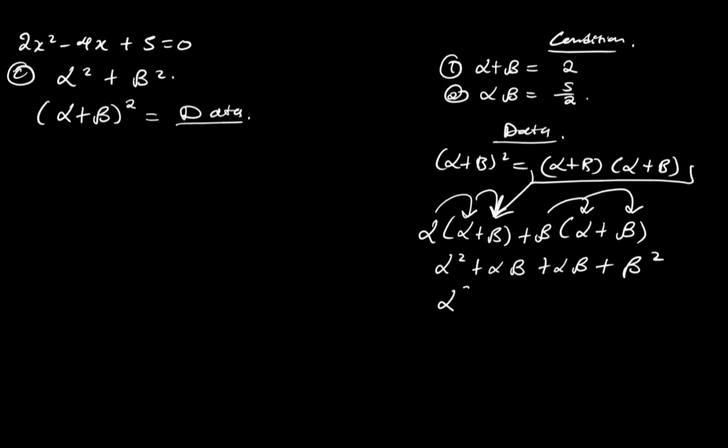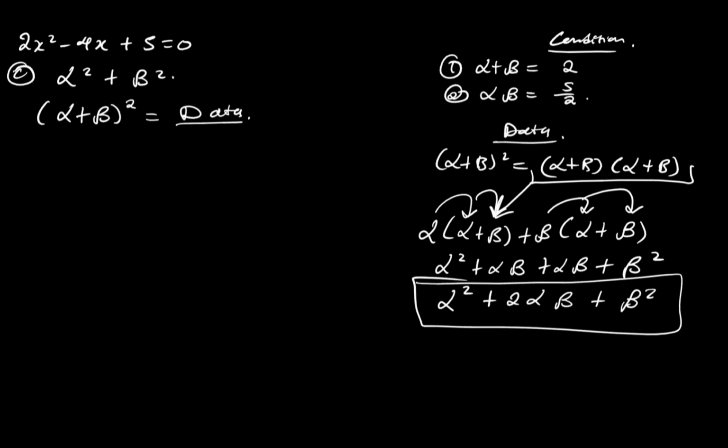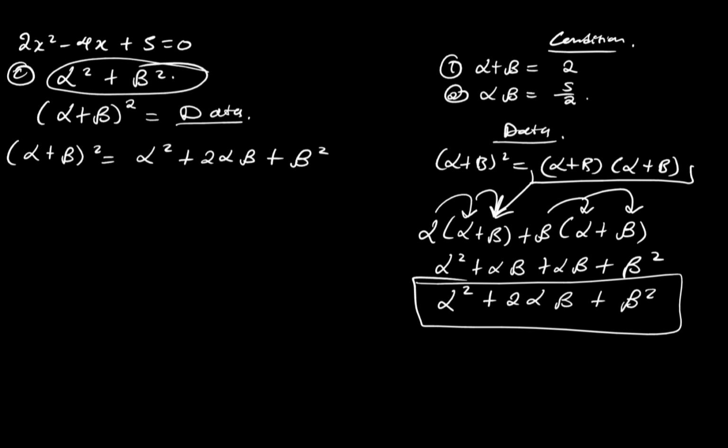Now I'm having alpha squared, and alpha beta plus alpha beta, these are like terms. So you get plus 2 alpha beta plus beta squared. So now this is what you get when you expand alpha plus beta squared. This means that alpha plus beta squared is equivalent to alpha squared plus 2 alpha beta plus beta squared. So now having that, I want to get something that looks like the question I'm having.